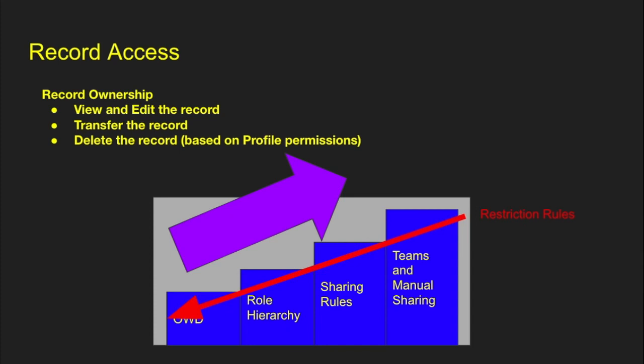There is a way to grant access and then take it away. That's with restriction rules. Essentially, you build out a restriction rule to take away access to a record if it's been granted through one of these other ways. So it's a way to hide those specific special records that you may not want to have everyone have access to.